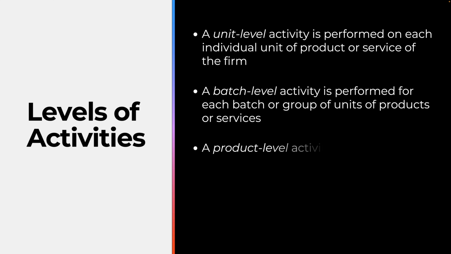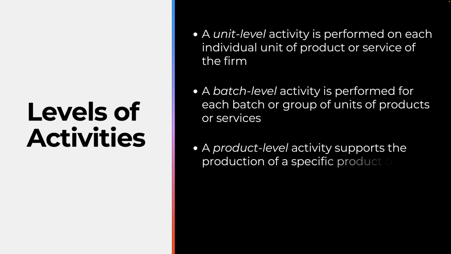Then we have a product level activity, which supports the production of a specific product or service. These could be things like salaries for product line purchasing managers, quality control costs, product development costs, and depreciation and maintenance for specialized machinery dedicated to the production of a single product line.